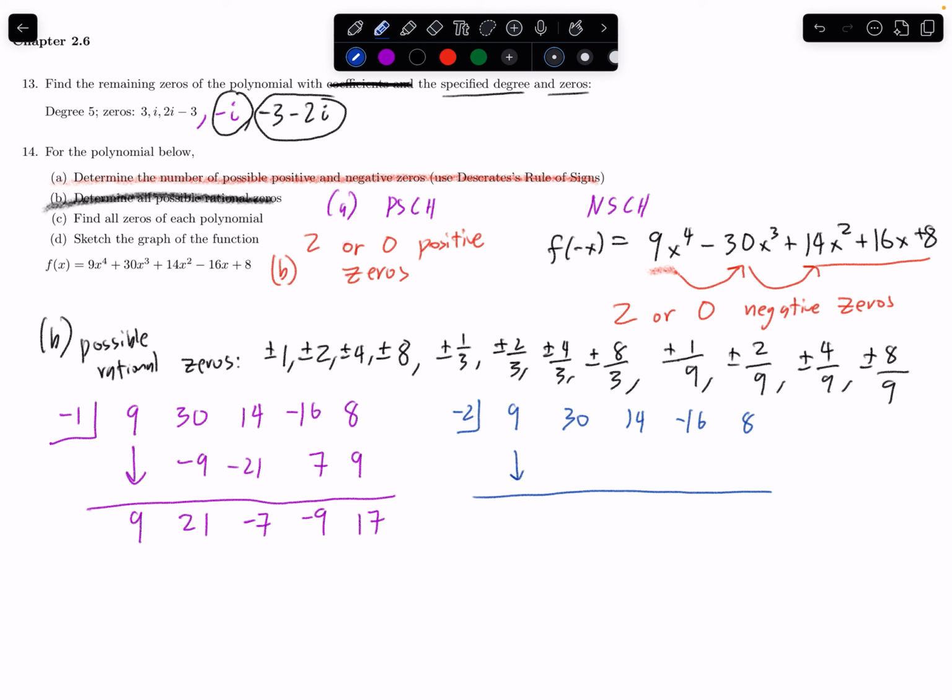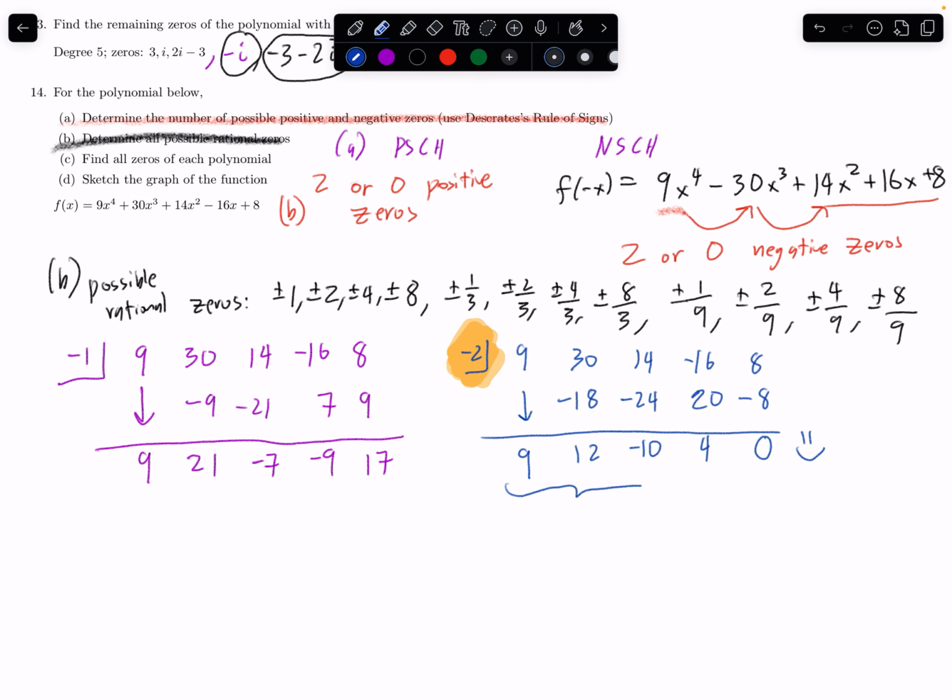Okay, 9 comes down. 9 times negative 2 is negative 18, plus 30 is positive 12, times negative 2 is negative 24, plus 14 is negative 10, times negative 2 is positive 20, plus negative 16 is positive 4, times negative 2 is negative 8, plus 8 is 0. Yes, great news, great news. We found our first 0, guys. Great. And that is really good news because I was hoping not to have to delve into those fractions and make things harder and harder for ourselves.